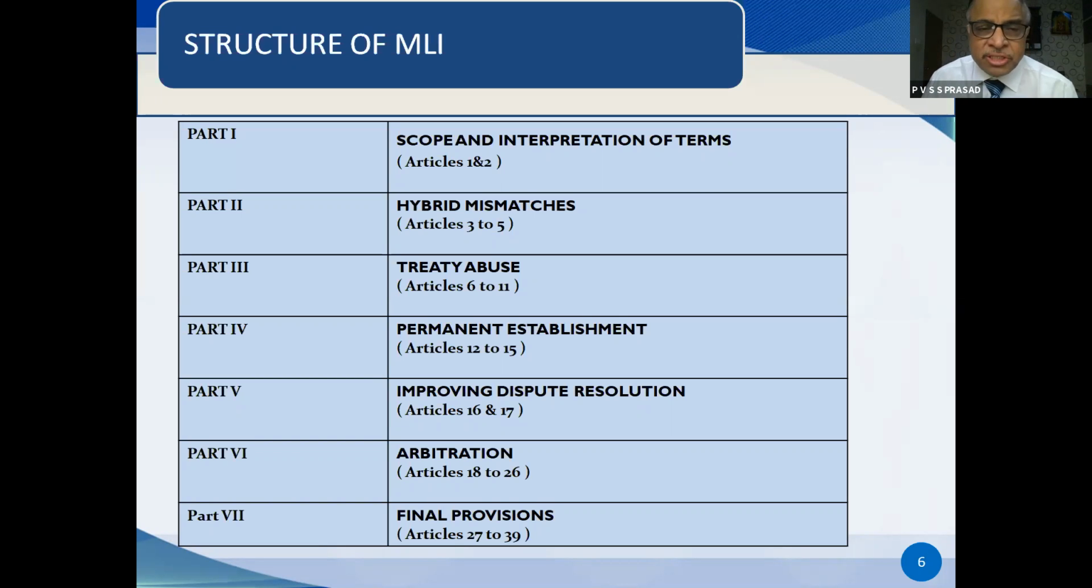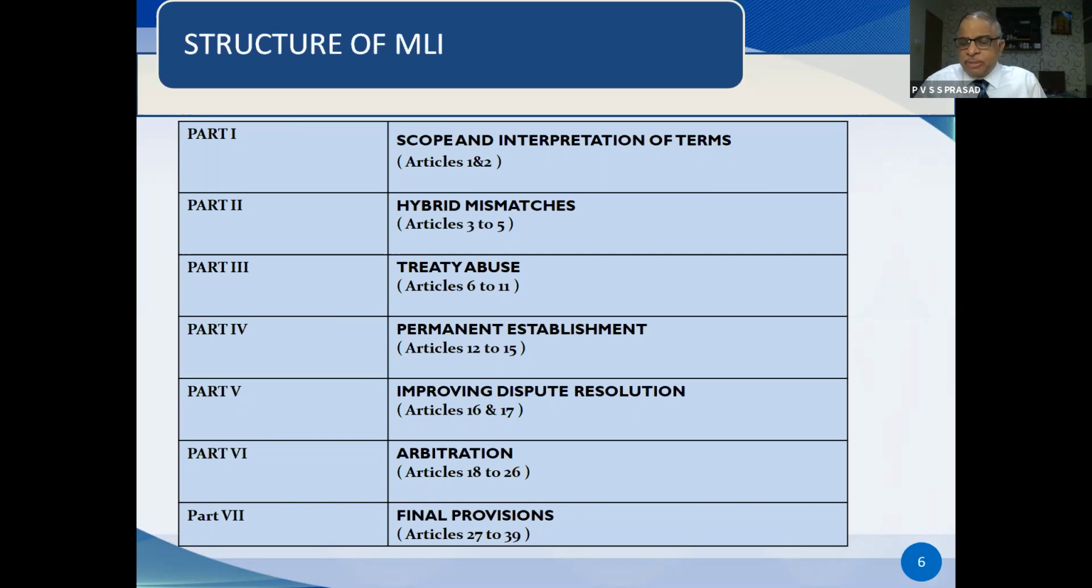And the structure of MLI is something like this. Part 1 talks about scope and interpretation. Part 2 is hybrid mismatches. Hybrid mismatches mostly happen in other countries. In both countries, a particular receipt would be exempt. In one country, it would be treated as interest, and in the other, it would be treated as dividend. Hybrid mismatches, somehow in our country, we didn't allow from the beginning. That way, we were not much bothered about hybrid mismatches.